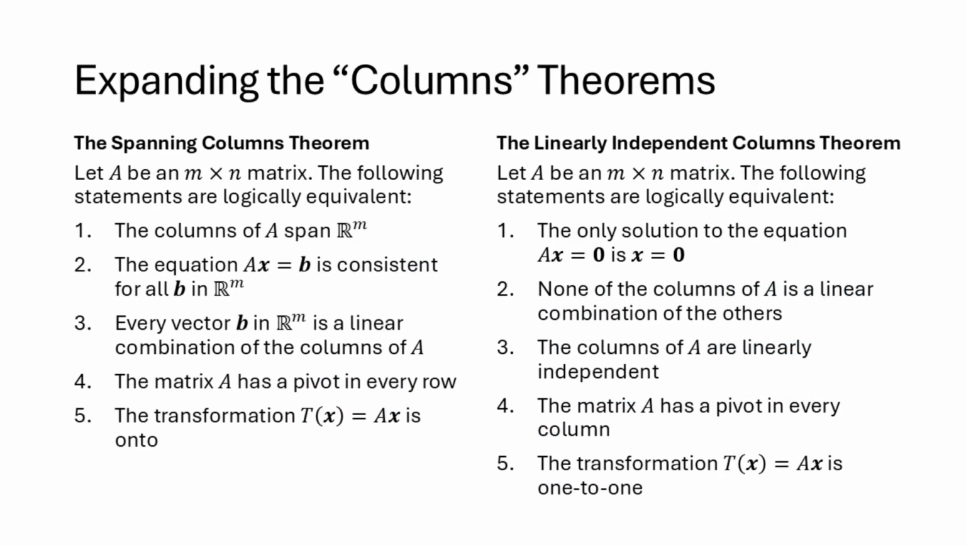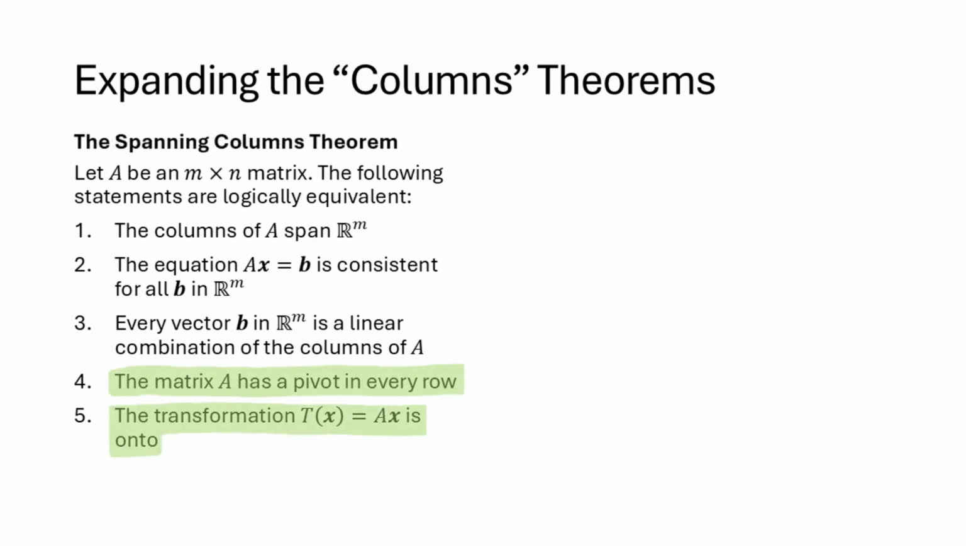So we can take these ideas and expand our columns theorems. If you remember from previous lectures, we've talked about these two important theorems, the spanning columns theorem and the linearly independent columns theorem. And we can add in the ideas of one-to-one and onto to these theorems to better understand when a transformation is one-to-one or onto.